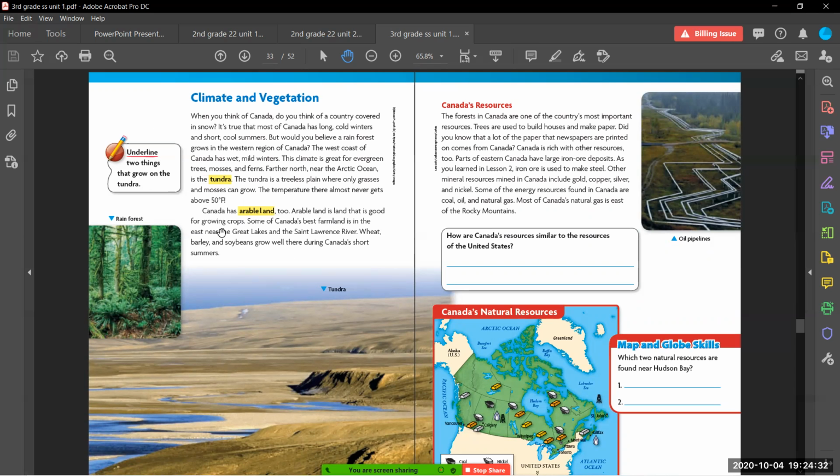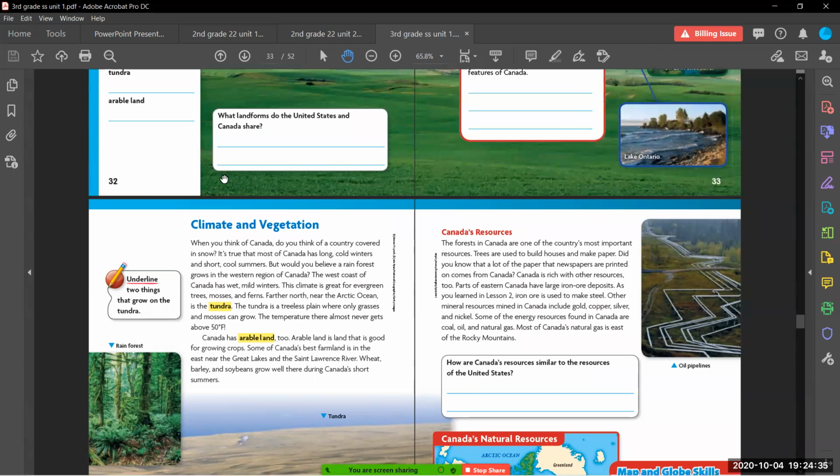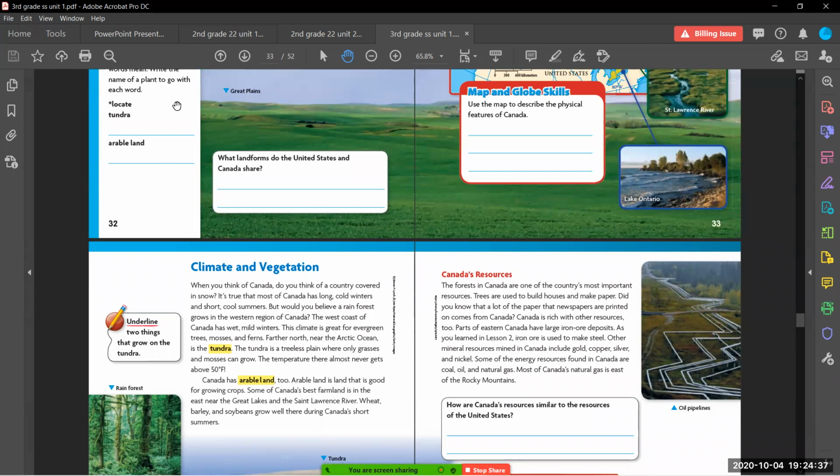So over here, you're already getting information to help you answer this question right here. So we just read about the tundra. Let's read about arable land. Canada has arable land too. Arable land is land that is good for growing crops. Some of Canada's best farmland is in the east near the Great Lakes and the St. Lawrence River. Wheat, barley, and soybeans grow well there during Canada's short summer. So there's your answer for arable land.